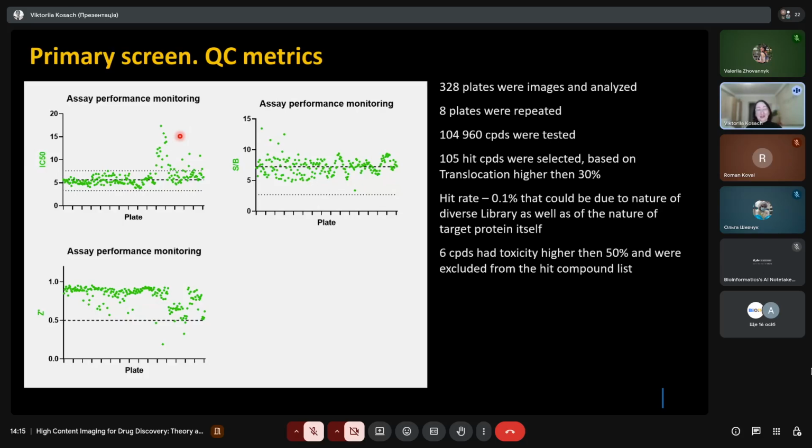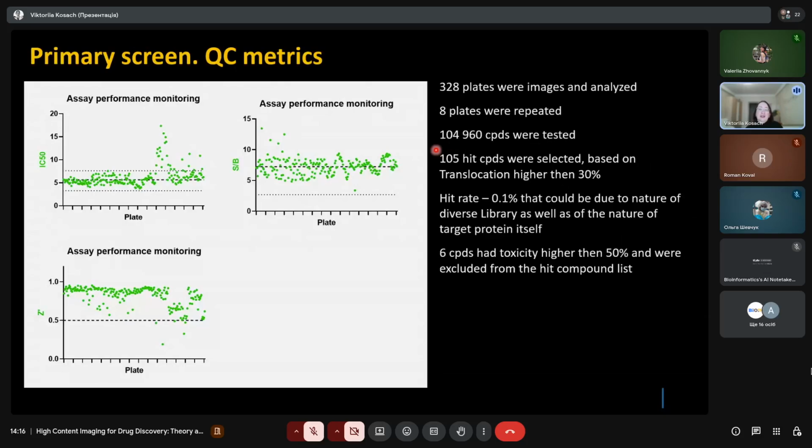Our high throughput went down. We did not have a possibility to process 24 plates per 24 hours without the robotic arm. And the plates were sitting in the plate stacker for several days while we were trying to do something with the robotic arm. So it also could be the source of the problems. But as a result, we have screened 328 plates, more than 100,000 compounds.